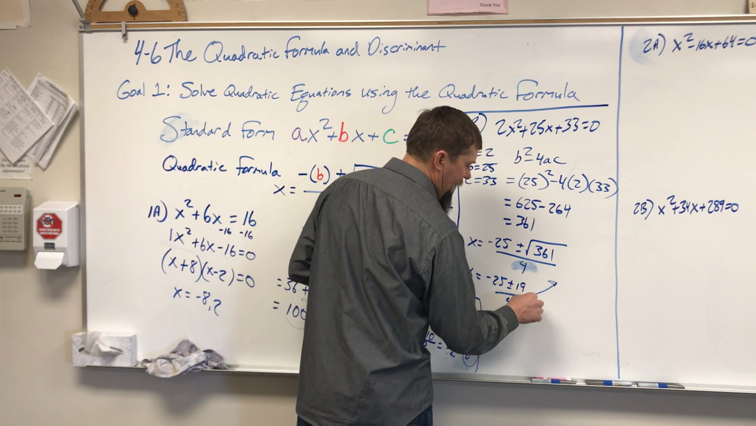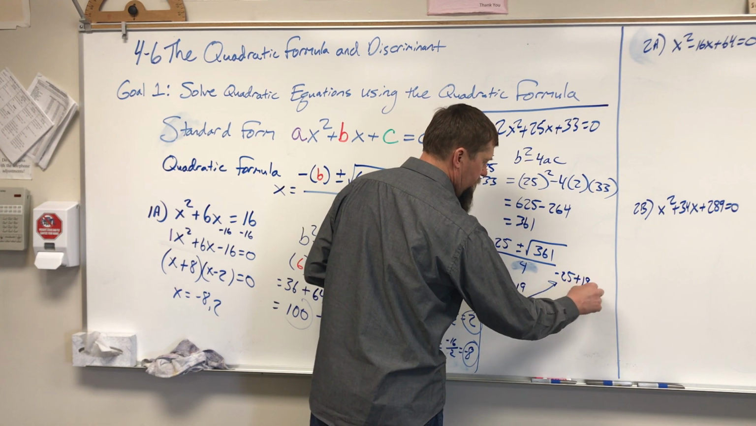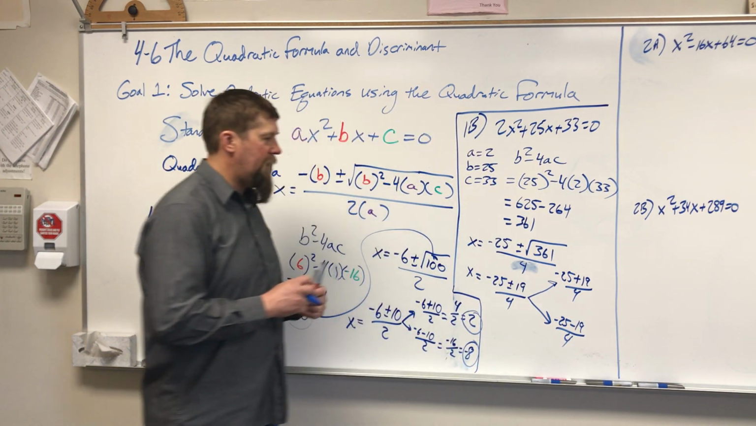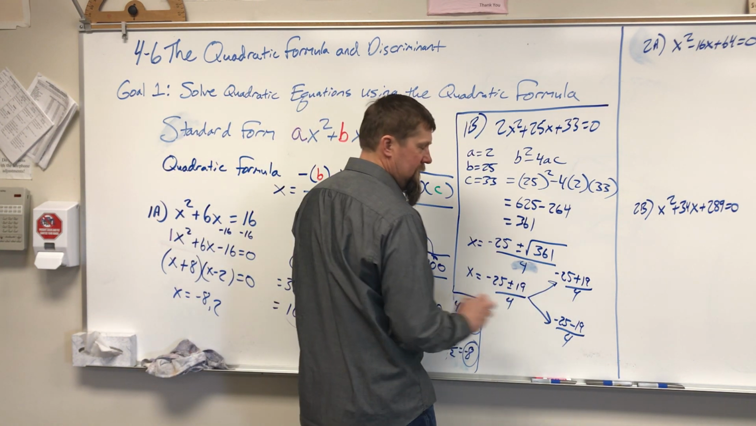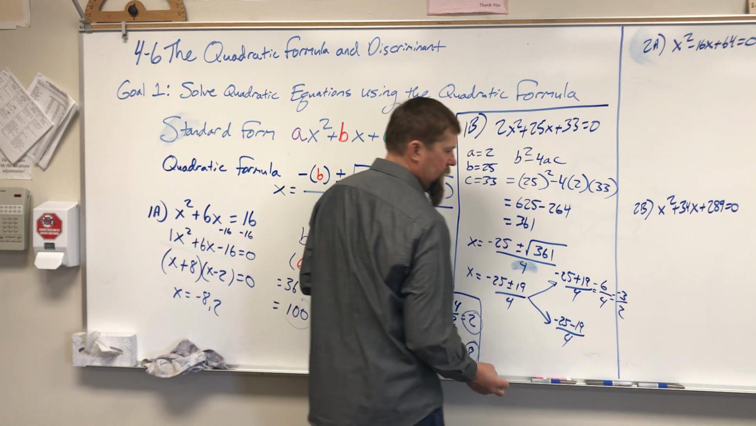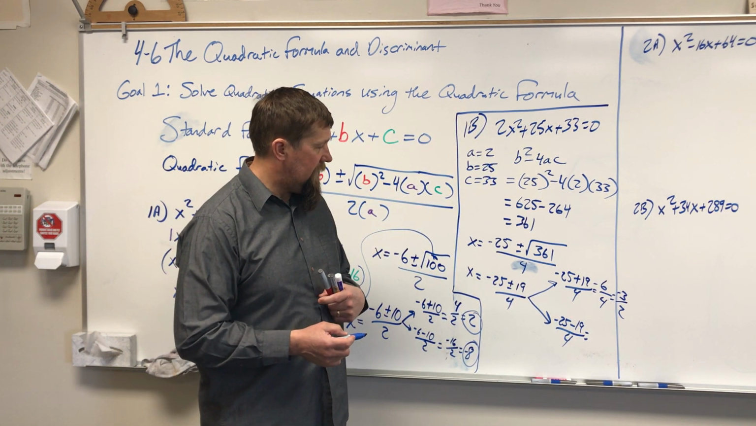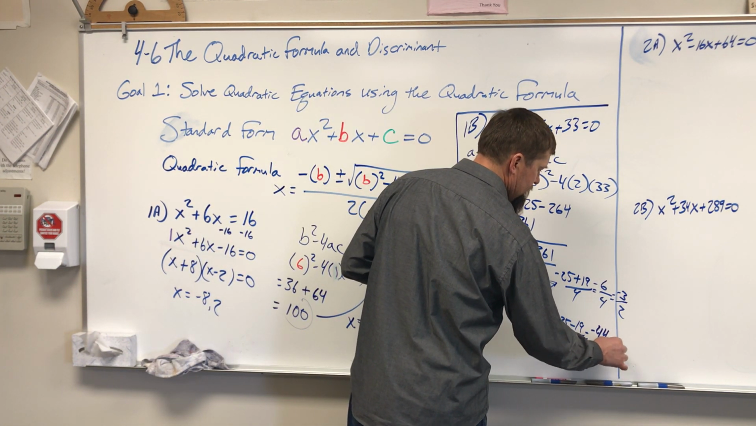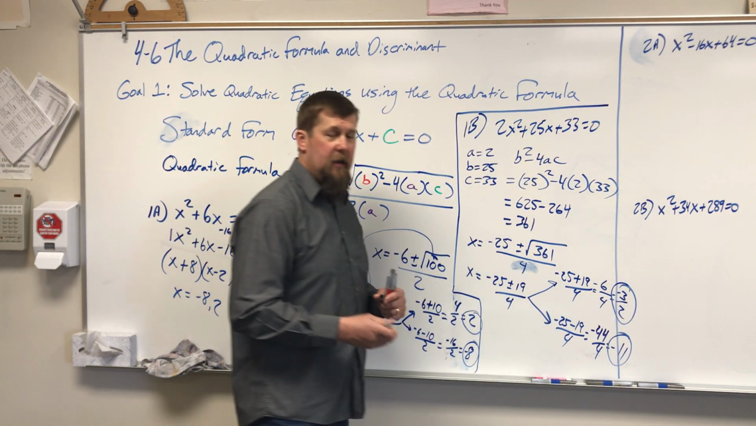We have two answers at this point. We have negative 25 plus 19 over 4, and we have negative 25 minus 19 over 4. So two separate answers. We want to make sure we simplify both of them. Negative 25 plus 19 is negative 6 over 4, which is negative 3/2. Negative 25 minus 19 is negative 44 over 4, which is negative 11. So we have two answers for this, negative 3/2 and negative 11.